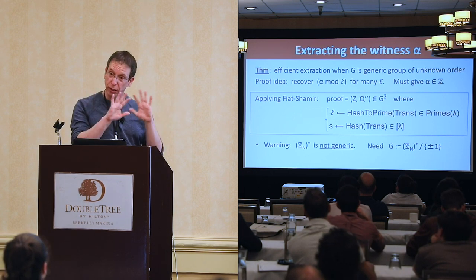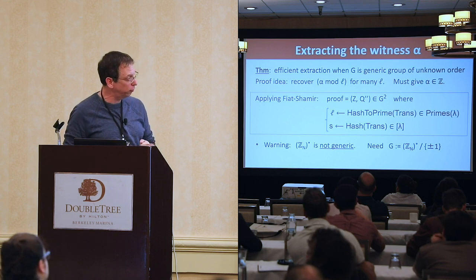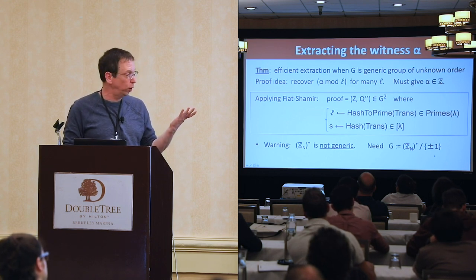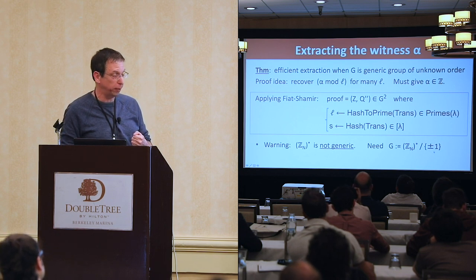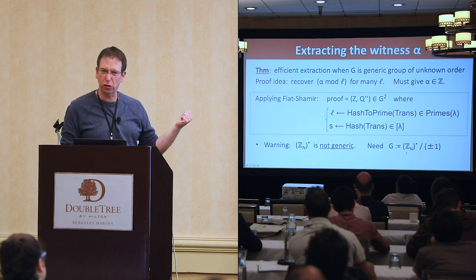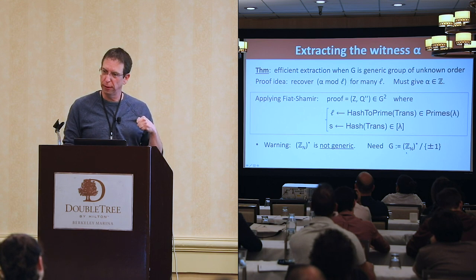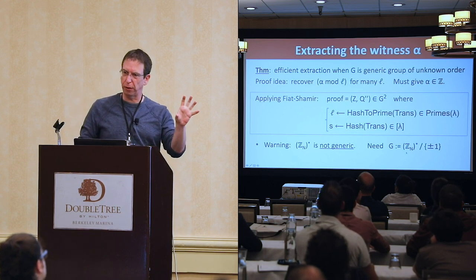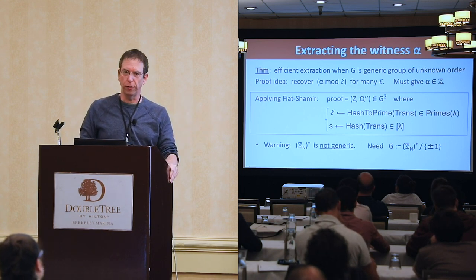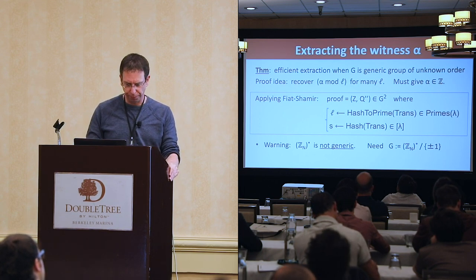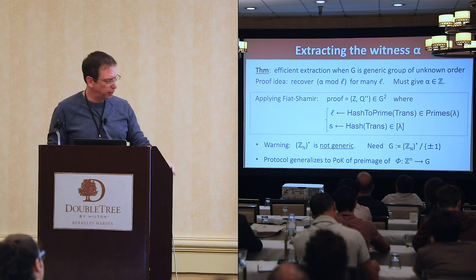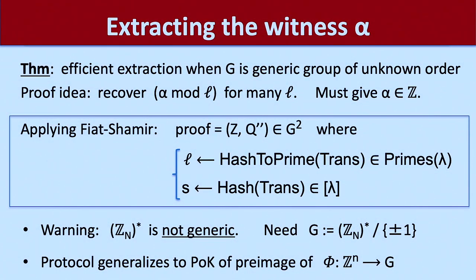So we have to get rid of all the low order elements. Minus one is the only one that we know of, and so we're just going to quotient by the subgroup plus or minus one. This is called a group of signed residues. We're going to work in this group of signed residues, where now we don't know the order of any element. It's really, really important to work in that group, otherwise this is insecure. And I'll say that this generalizes to proving a preimage of arbitrary homomorphisms, so it's a general proof of knowledge. OK, so far, so good.